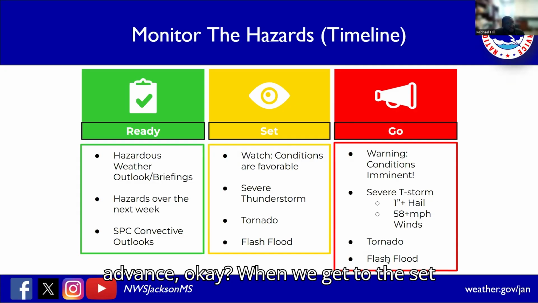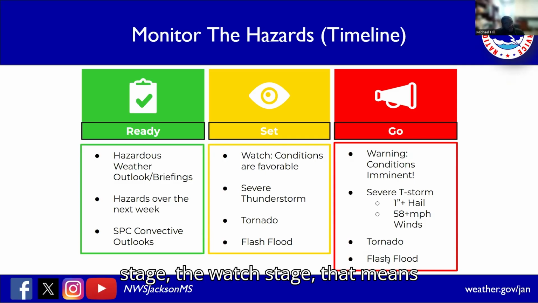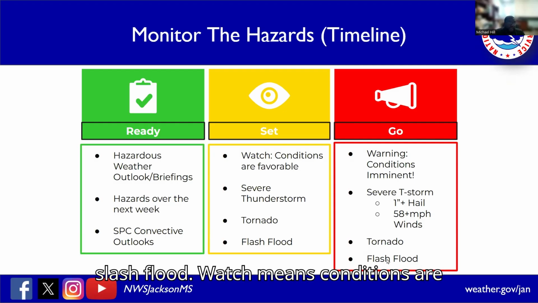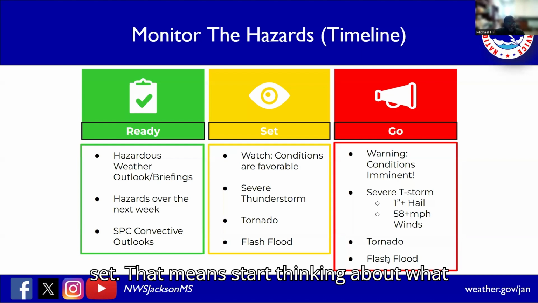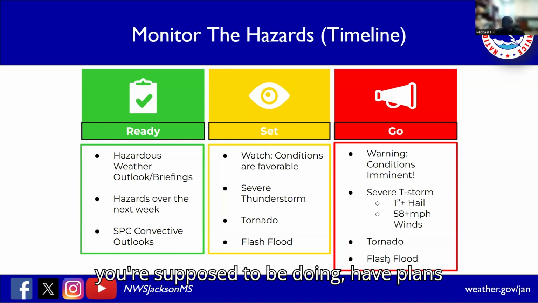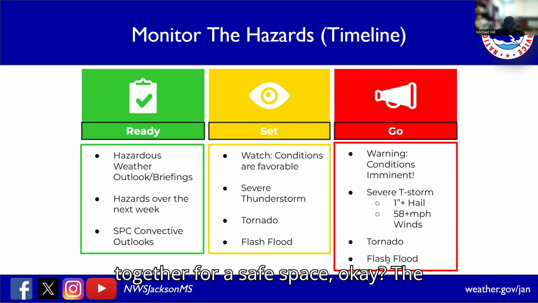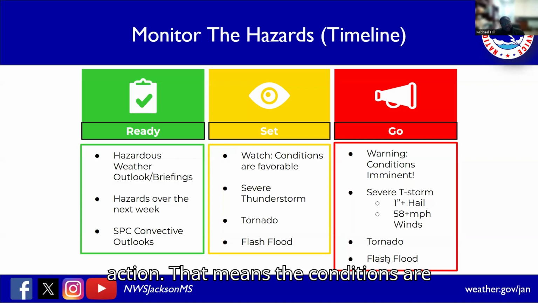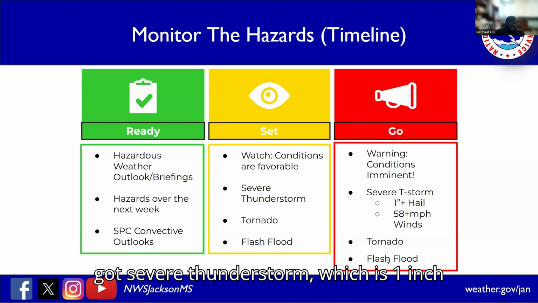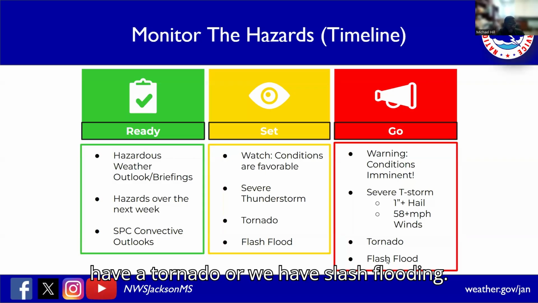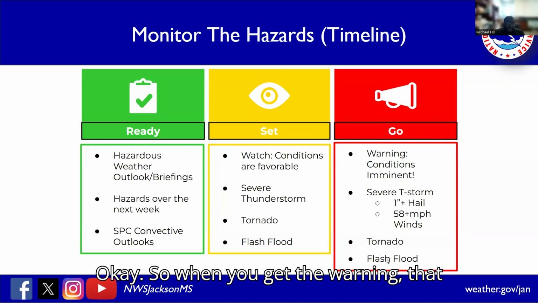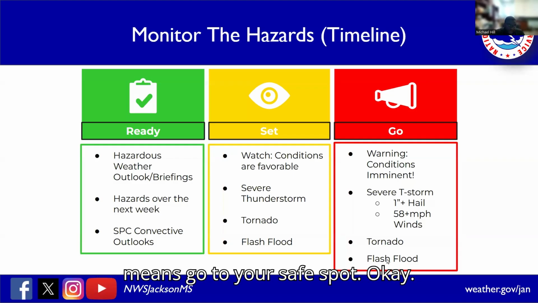Okay. When we get to the set stage, that is the watch phase. That means conditions are favorable for severe weather, severe thunderstorms, tornadoes, flash flood. The watch means conditions are favorable for. That means you should be set. It means start thinking about what you're supposed to be doing. Have plans together for a safe space. Okay. The warning is when you need to go. Take action. That means the conditions are imminent or occurring. That means you've got a severe thunderstorm, which is 1 inch hail or 58 mile an hour winds. We either have a tornado or we have flash flooding. Okay. So when you get the warning, that means go to your safe spot.